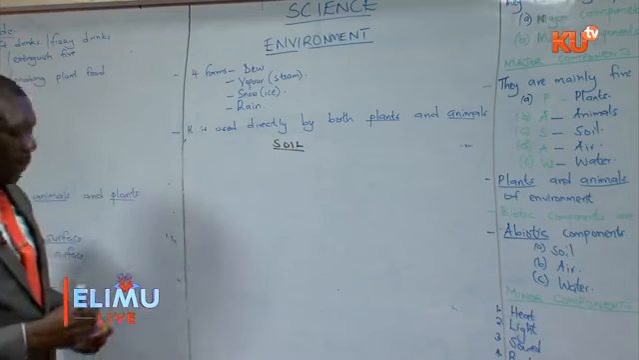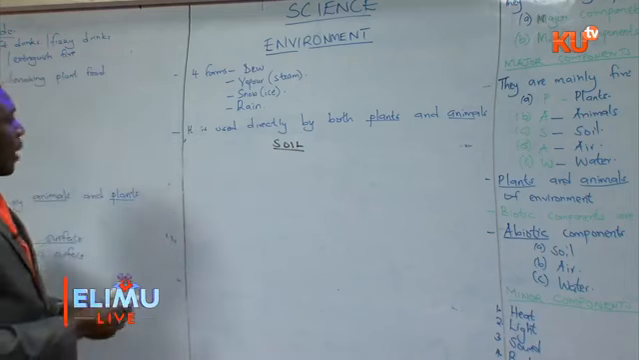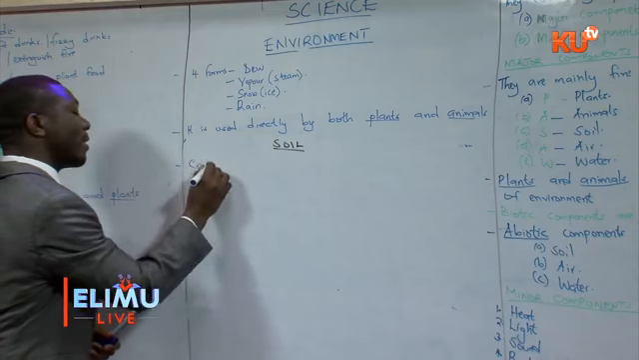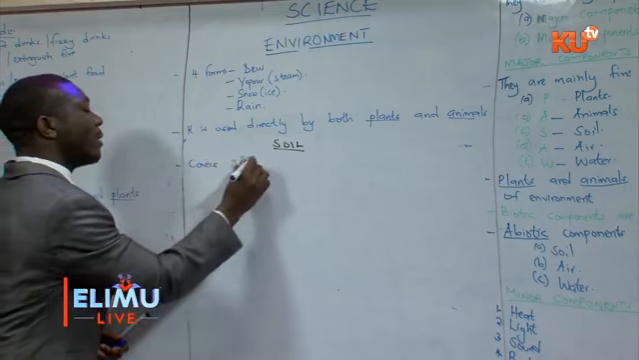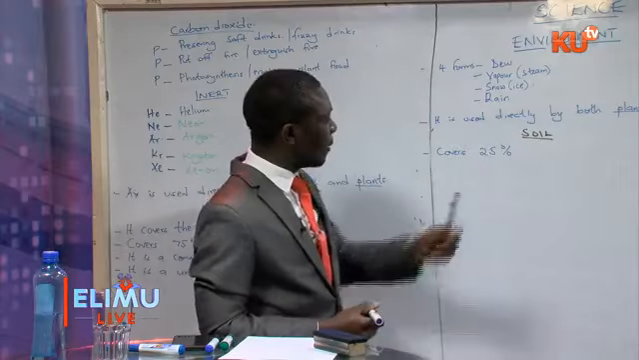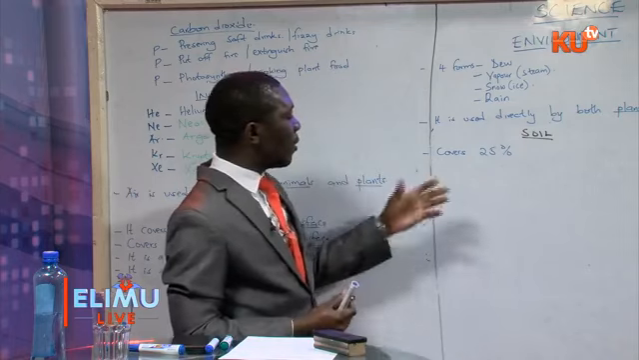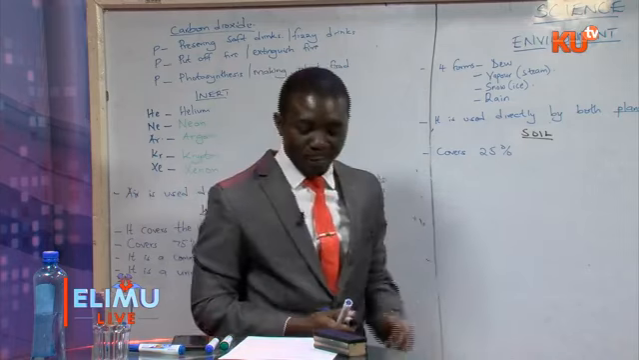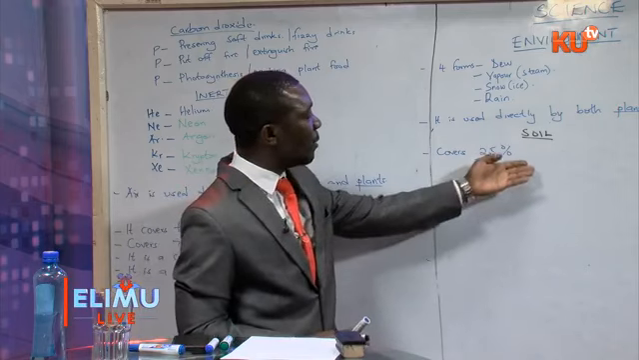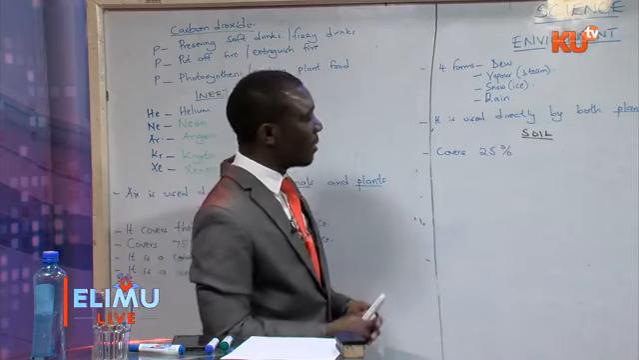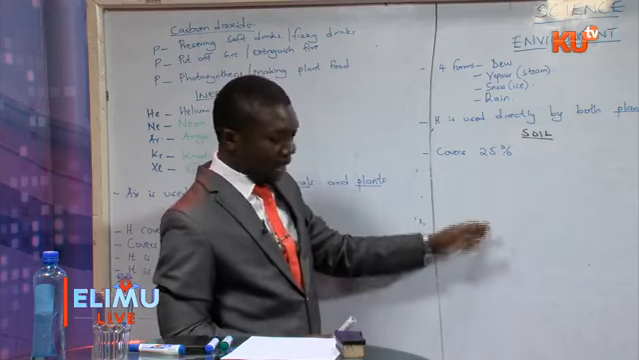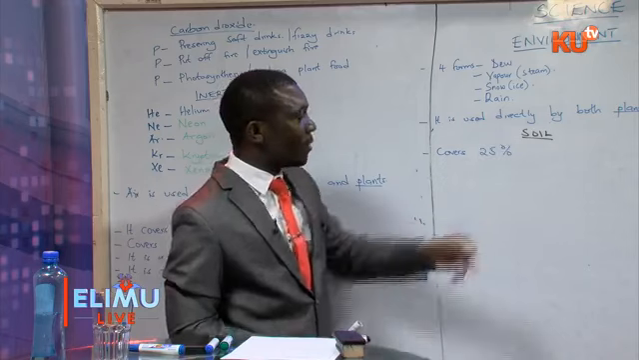And then we have another component of environment known as soil. Because water covers 75% of the Earth's surface, soil covers the rest, which is 25%. It is a home for small animals. You have some animals that live in soil, like termites, moles, squirrels, ants, and groundhogs.